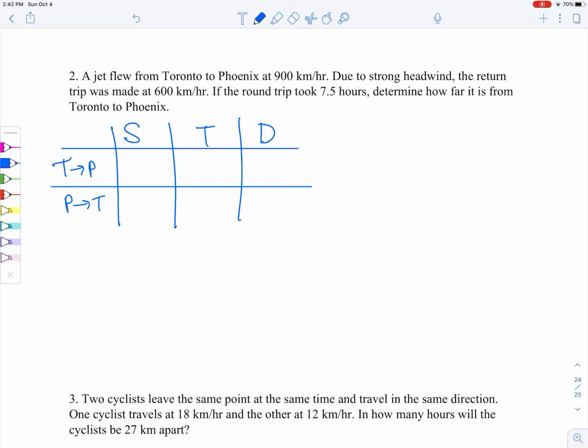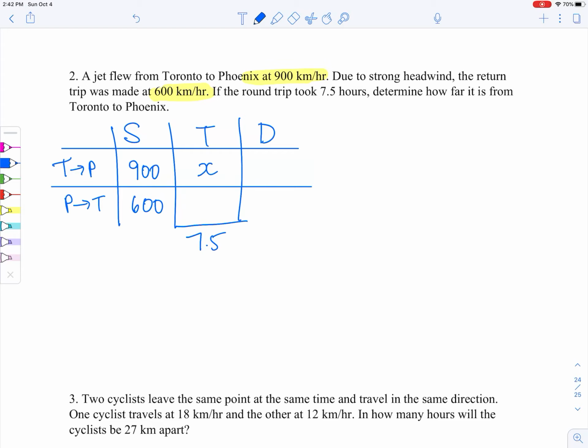So the jet flies from Toronto to Phoenix at a speed of 900. On the return trip, the speed is 600. So we had the first way it was 900, the second way it was 600. We know that overall the total trip is 7.5 hours.